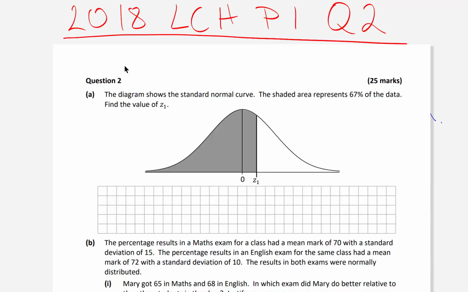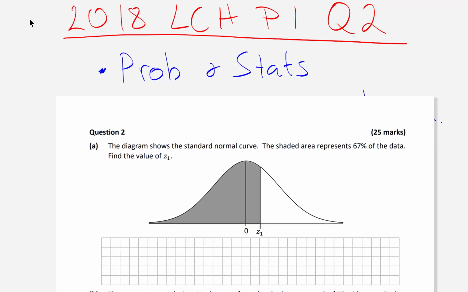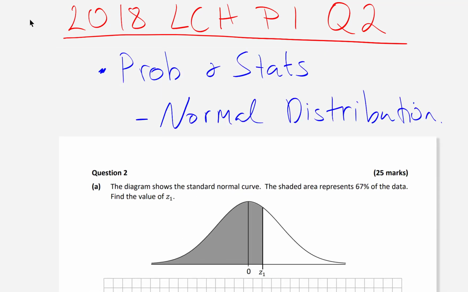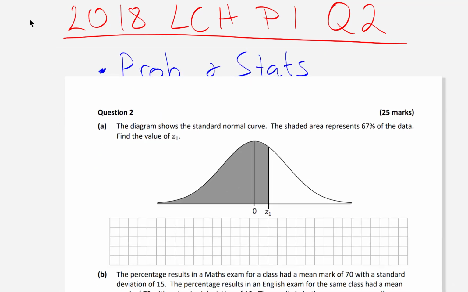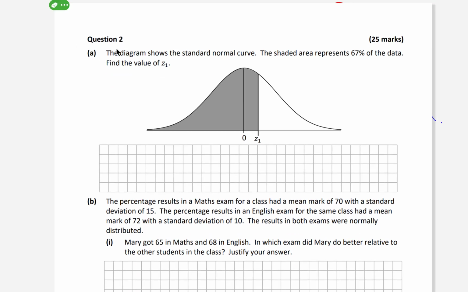Okay, let's take a look at the 2018 Leaving Cert Higher Level Paper 1 Question 2. This particular question is a probability and stats question, looking mainly at the normal distribution. Okay, so question 2, part A.